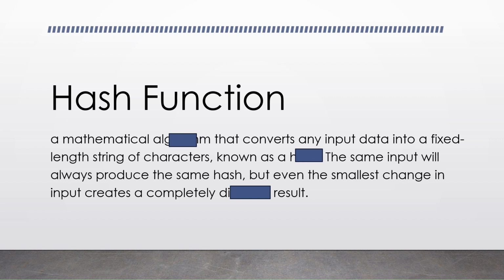A hash function in blockchain is a mathematical algorithm that converts any input data into a fixed length string of characters known as a hash. The same input will always produce the same hash, but even the smallest change in input creates a completely different result. Some very key, important information for you to remember about a hash function and a hash right there in that definition. If everything is not crystal clear yet, don't worry. We're going to get a little bit deeper into it and look at a simpler example really soon. Let's get it.